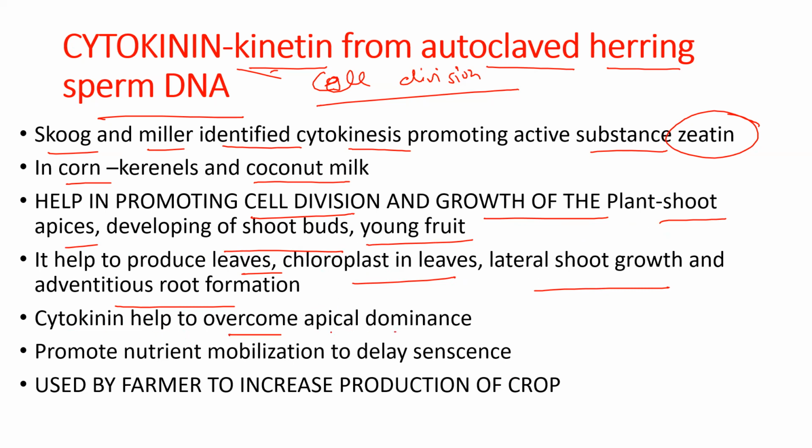Cytokinin helps to overcome apical dominance. You spray the cytokinin, and lateral buds and branches will also grow. It promotes nutrient mobilization to delay senescence, and is used by farmers to increase production of crops. The more cell division takes place, the more new buds, shoots, and fruits will grow.